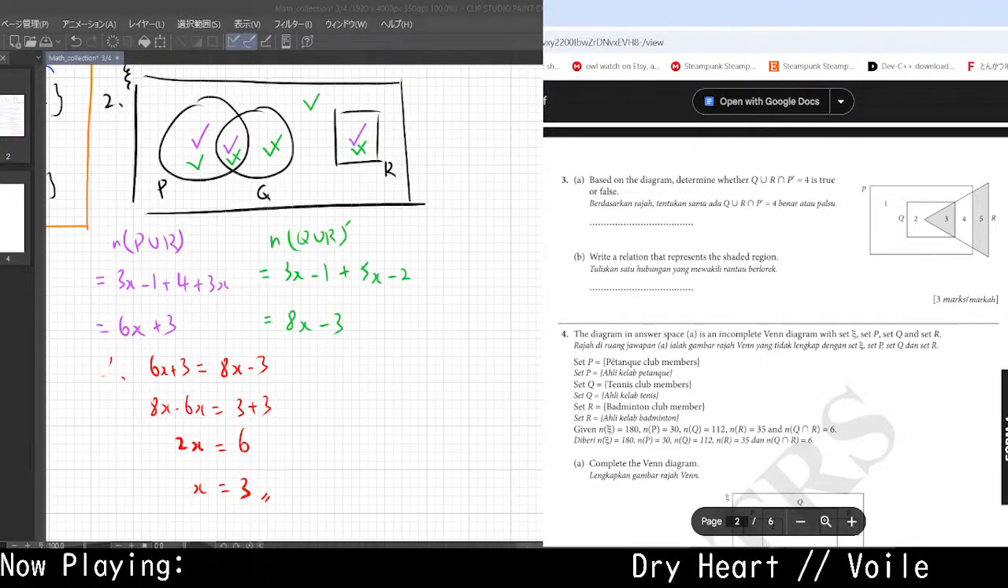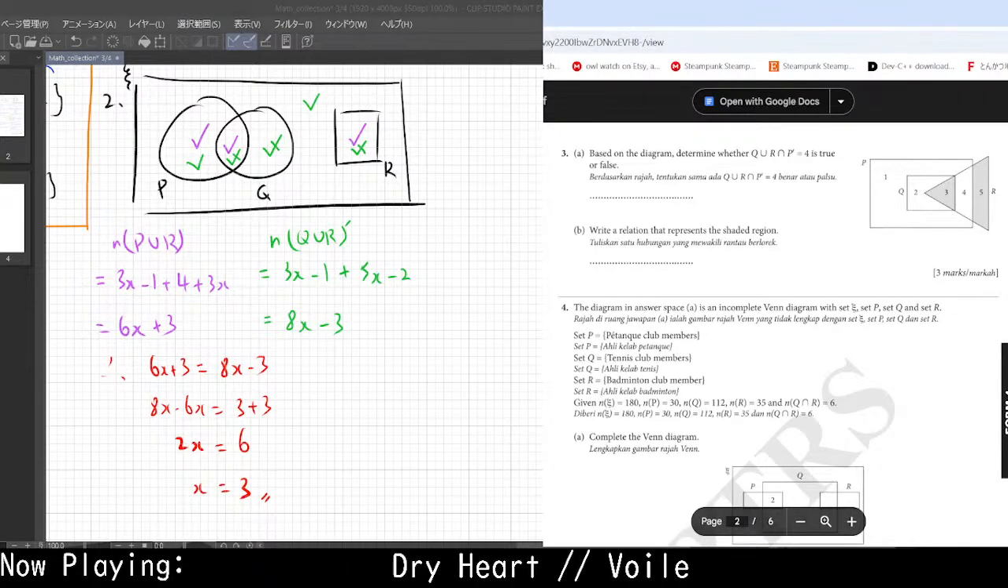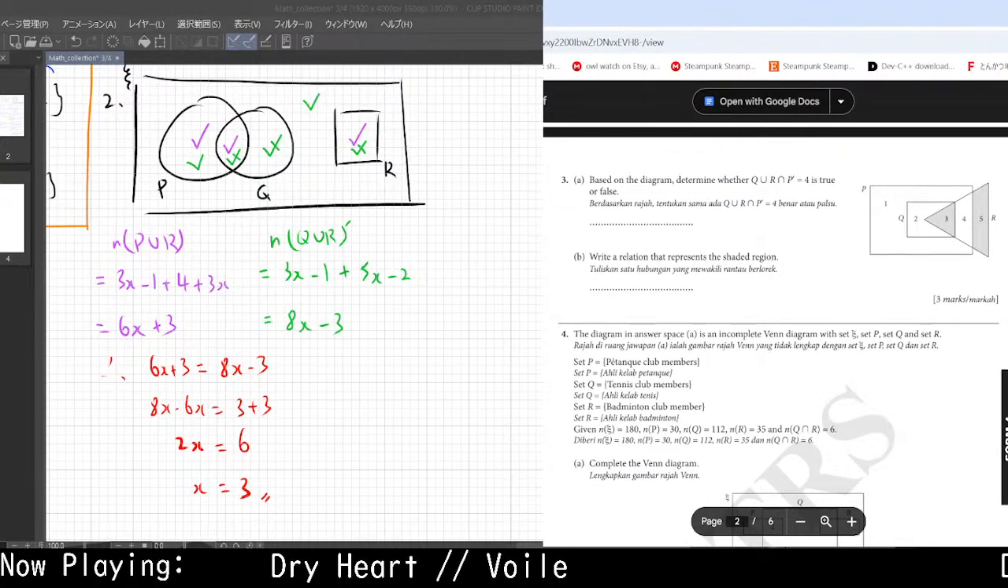Based on the diagram, determine whether... okay, let's look at this.